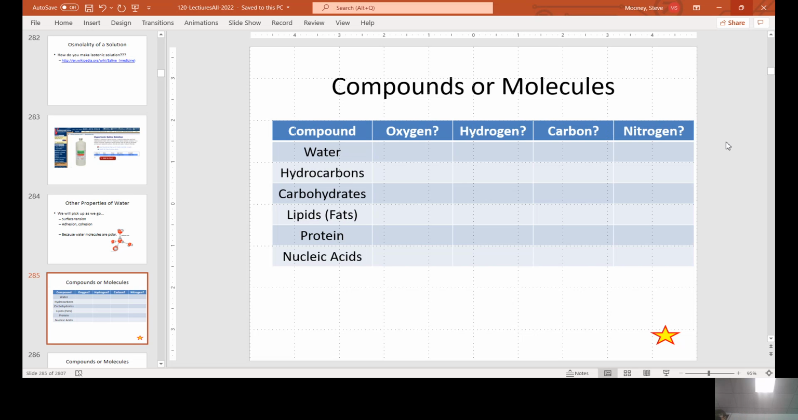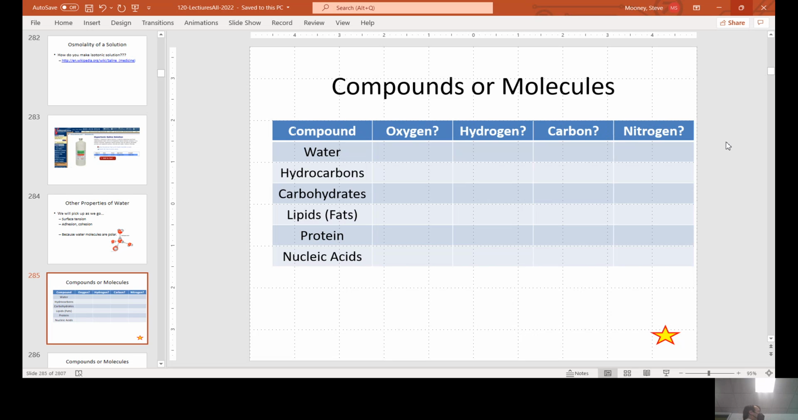Okay, you should have a handout that shows this table somewhere. We'll come back to it over and over again as we get through this next week and a half. If we're looking at our compounds or molecules, we've got different things we're going to look at. We finished up water. We're going to look at hydrocarbons. Then hopefully over the next two lectures, get through carbohydrates, lipids, proteins, and nucleic acids.